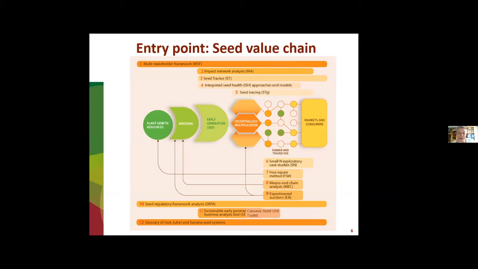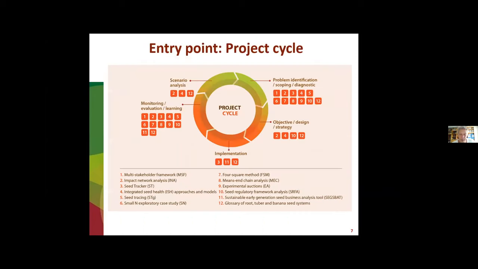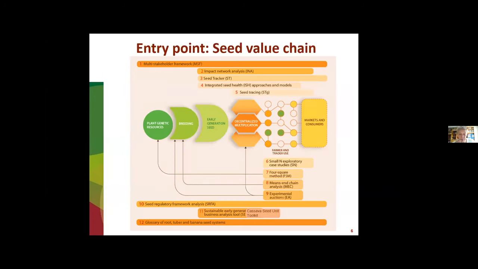If someone gives me the next slide. One more thing on this figure. You see that these tools have different spans over the seed value chains. That means they give you an understanding of particular parts of the value chain. Can I go back? Oh, here it is again.